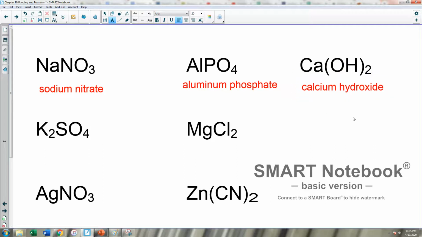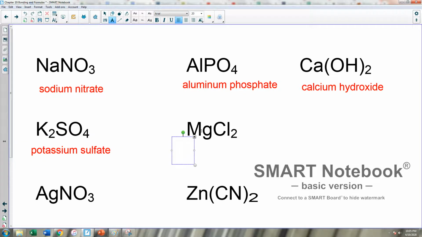Now, notice how almost always the polyatomic ions are going to be the negative ion, the second one. But there are a couple situations where they come first. That would only be with ammonium. So K2SO4 would be potassium, is the K, but SO4 is sulfate.